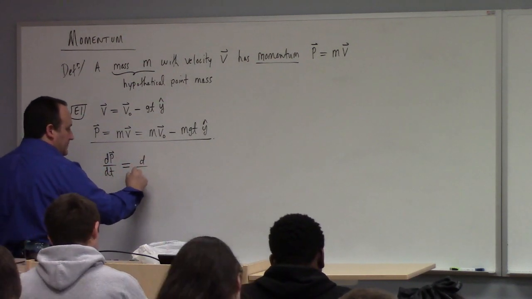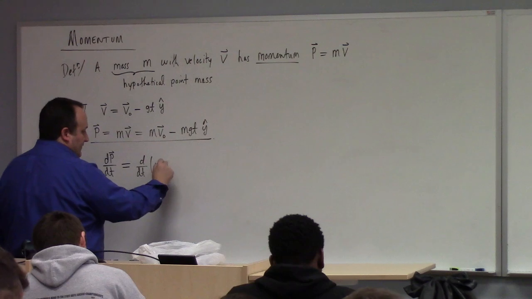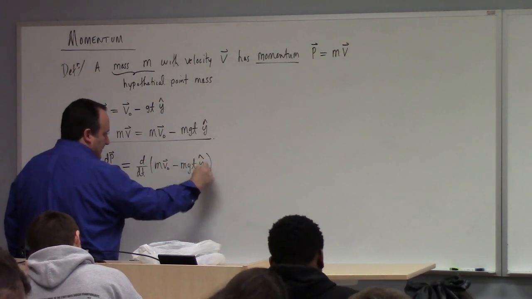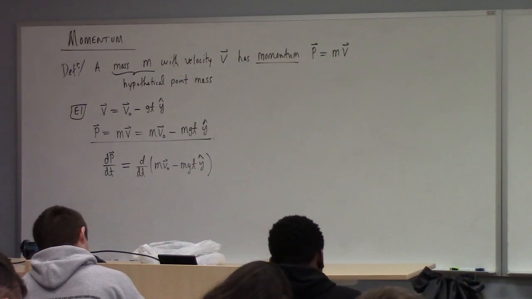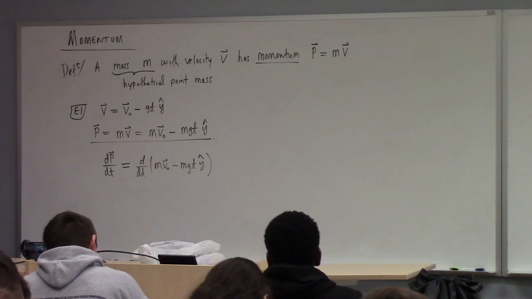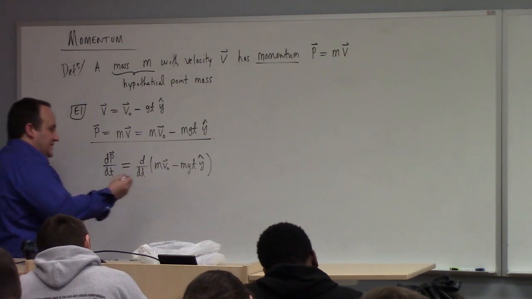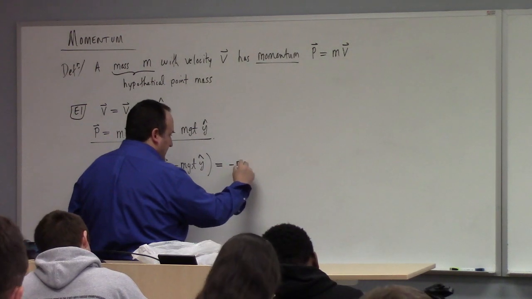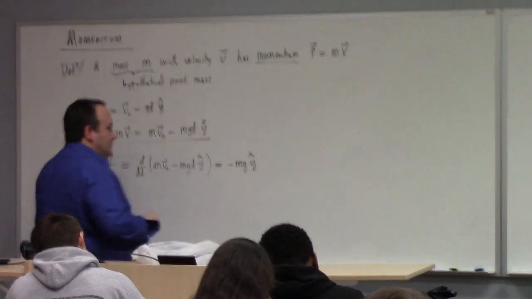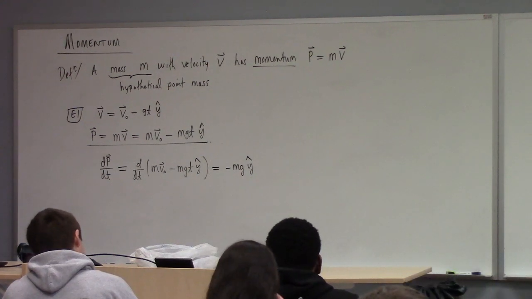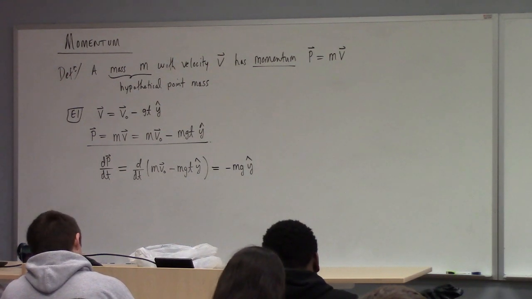We got d/dt of mv naught minus mgt y hat. Of course, here I'm assuming v naught is the initial velocity. That's a constant, right? And so this differentiation is kind of boring. It just gives you back minus mg y hat. The t differentiates to 1. Everything else just rides along or goes to 0.